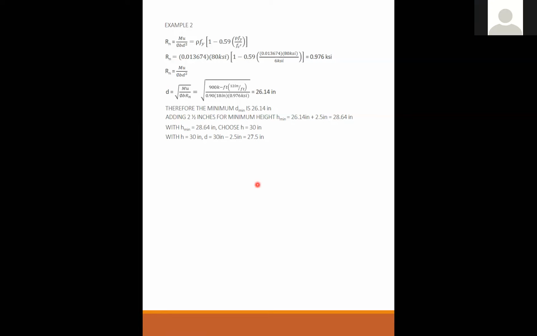Professor, could you repeat... Oh, go ahead. Why did we pick 2.5? Wasn't the cover supposed to be 1.5 for minimum?